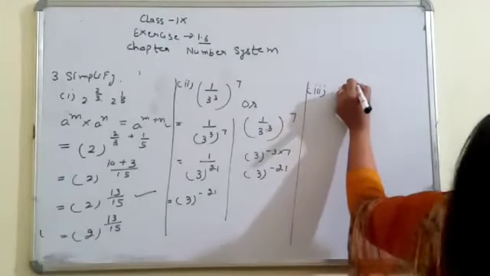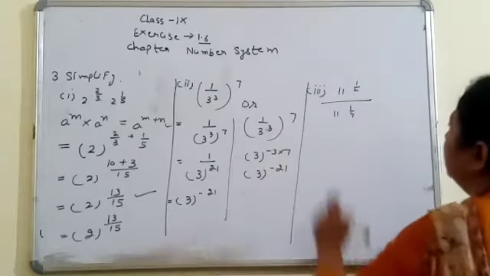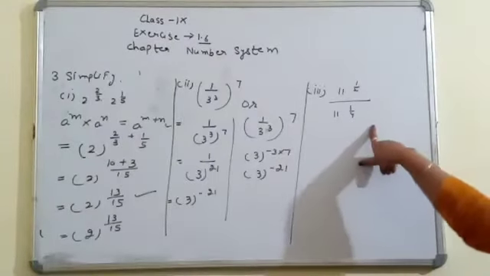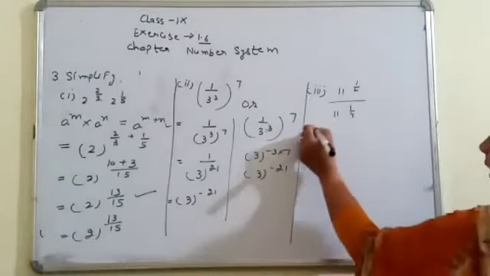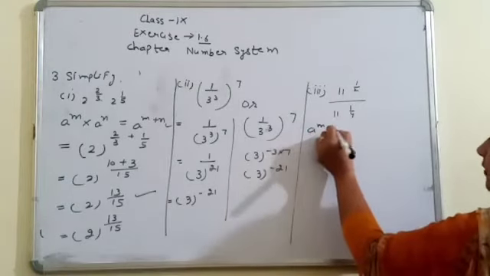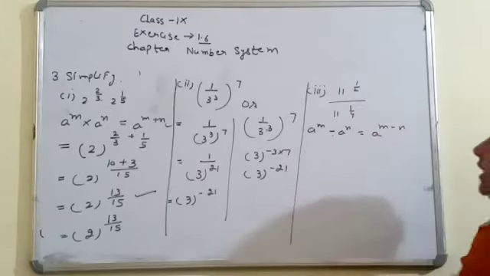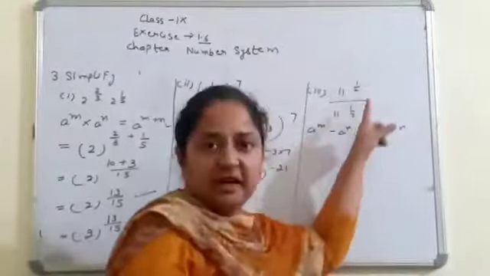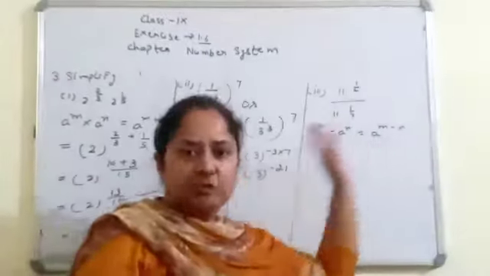Now third is 11 power 1 by 2 upon 11 power 1 by 4. Here you can see the statement. Bases are same, powers are different, and terms are in the division form. So we will apply a power m divided by a power n. In this case, bases are same, but they are in the division form, so we will subtract the exponents.